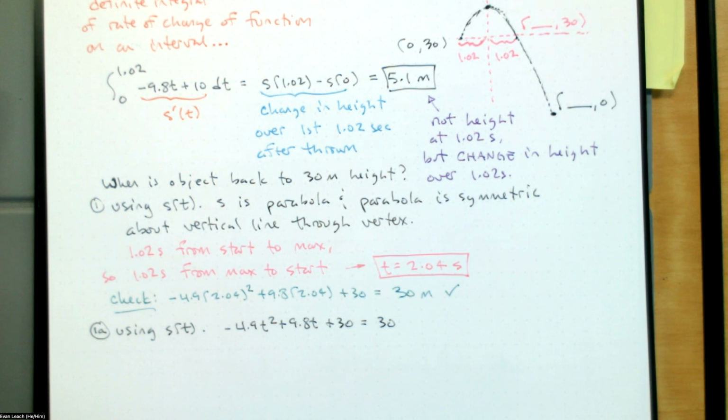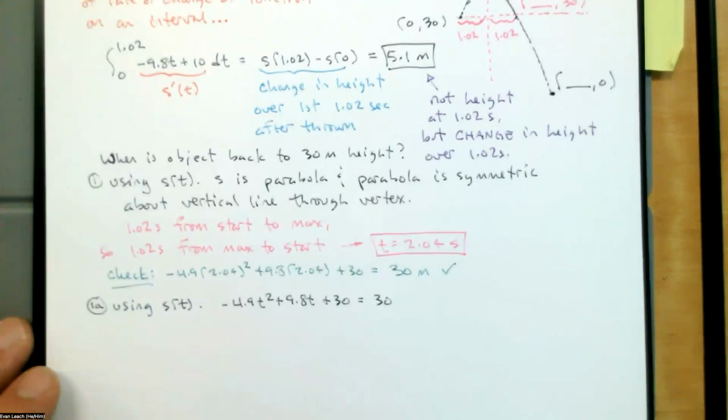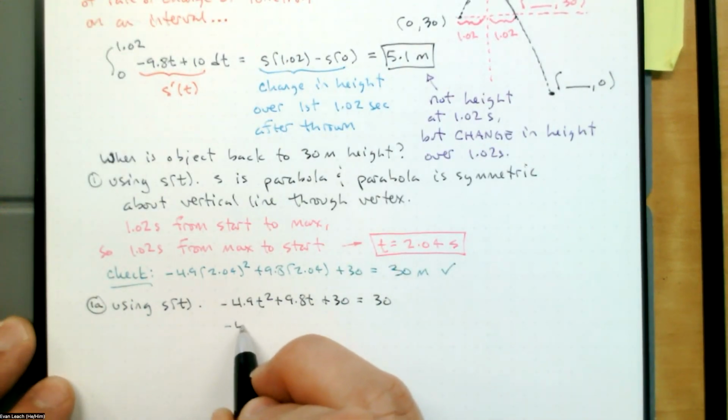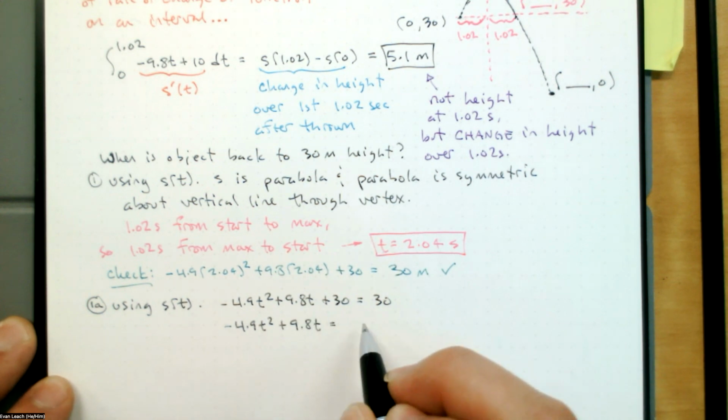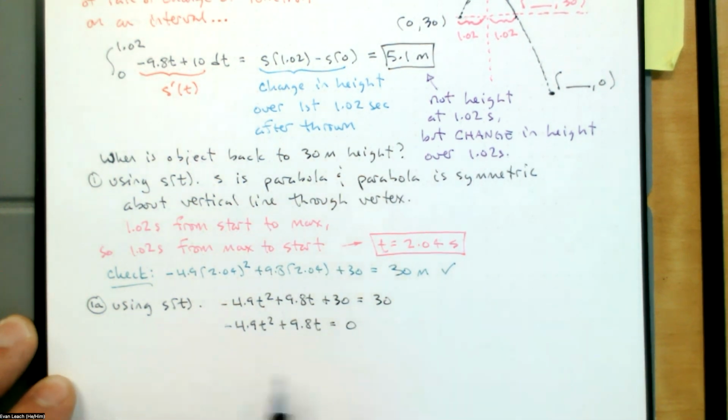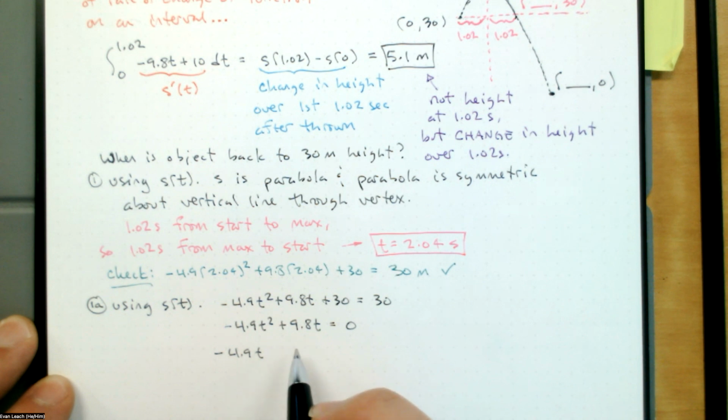Fortunately, we don't have to do that. We can also use the function, our parabola. I'm saying, when is this equal to 30? And we can just solve an equation. So if we subtract 30, we're just trying to solve negative 4.9 t squared plus 9.8t is equal to 0. Subtract 30 from both sides. And then factor.